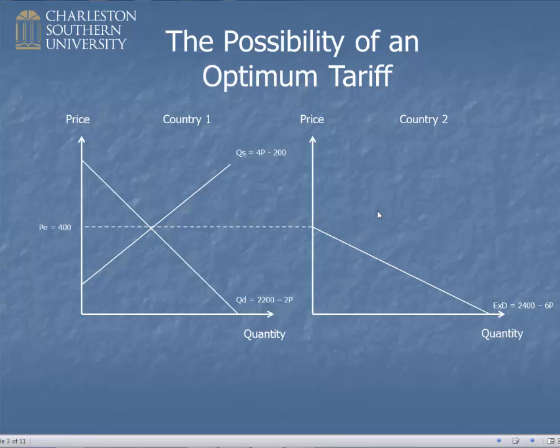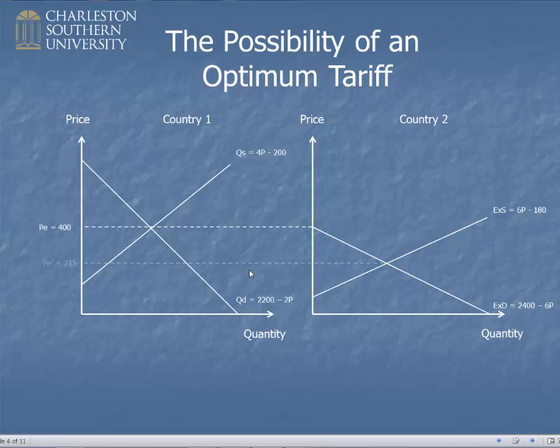So the export demand function, the excess demand function, starts here and runs down, and from the equations that we worked out earlier, we have this equation right here, 2400 minus 6p. Then we have their supply curve, which I just gave you, 6p minus 180.